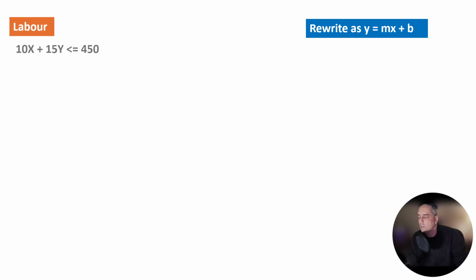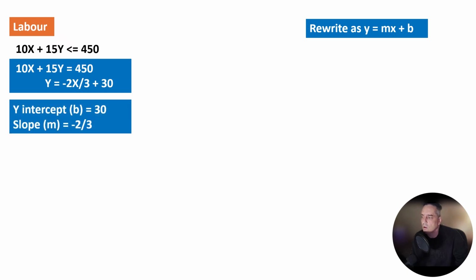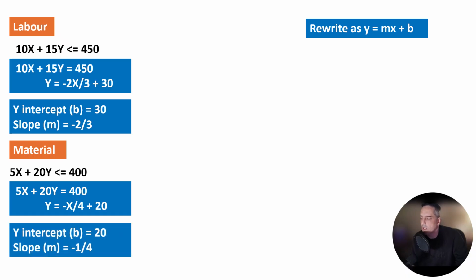So for labor, we have 10x plus 15y is less than or equal to 450. Rewriting that in the form of y equals mx plus b, just a linear equation, y is equal to minus 2x over 3 plus 30. So we end up with a y-intercept of 30 and a slope of minus 2 over 3. For material, same thing. 5x plus 20y less than or equal to 400 was our inequality constraint, and we rewrite this as y is equal to minus x over 4 plus 20. So the y-intercept is 20 and the slope is minus 1 over 4.